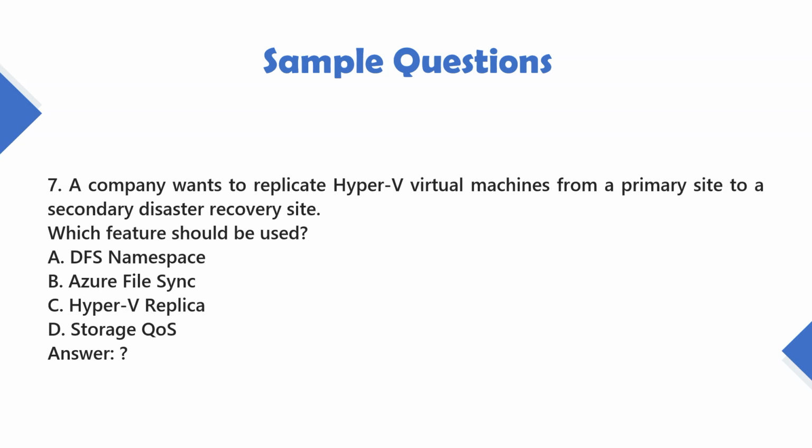7. A company wants to replicate Hyper-V virtual machines from a primary site to a secondary disaster recovery site. Which feature should be used? A. DFS namespace. B. Azure File Sync. C. Hyper-V Replica. D. Storage QoS.